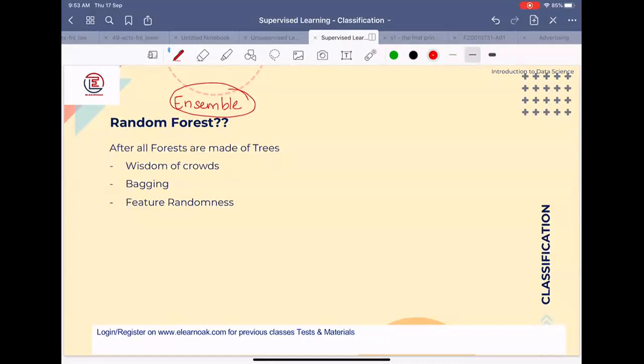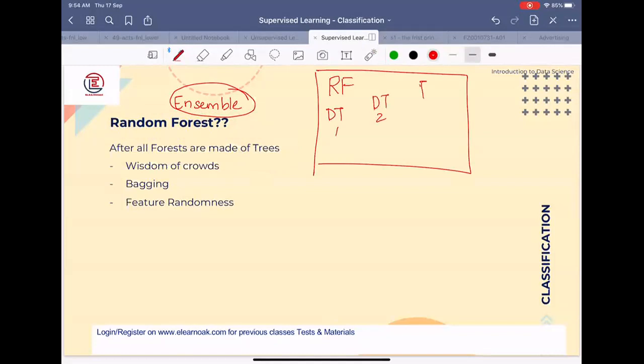Now, for ensemble methods and random forest, we say that random forest is basically made up of multiple trees. So we have, let's say, an algorithm called random forest, and it makes use of decision tree 1, decision tree 2, decision tree 3, decision tree 4, and decision tree 5. Okay, let's say for argument that we have 5 decision trees, and what these 5 decision trees say about playing golf, yes or no, the majority of that will decide what random forest will do.